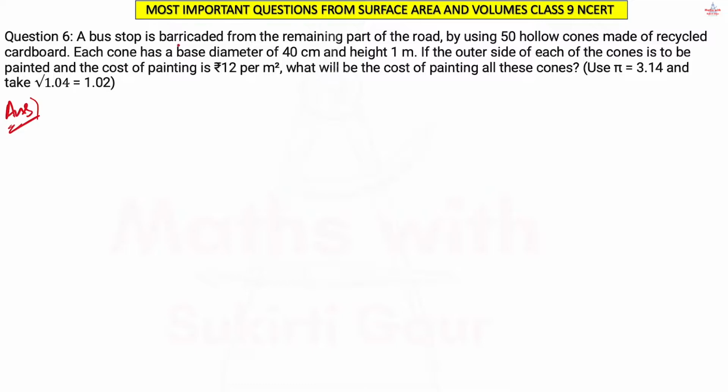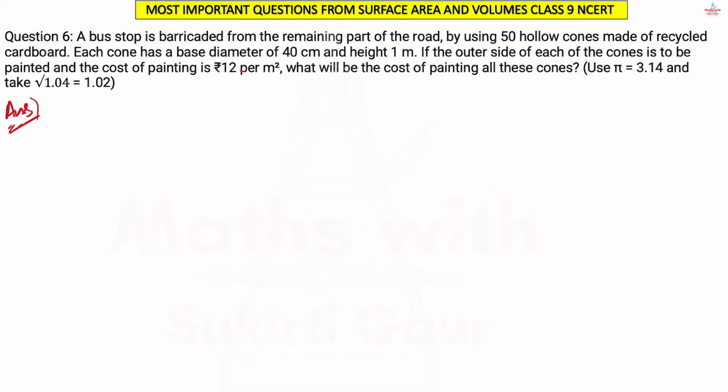Question number 6 says, a bus stop is barricaded from the remaining part of the road by using 50 hollow cones made of recycled cardboard. Each cone has a base diameter of this much and this height. If the outer side of each of the cone is to be painted and the cost of painting is this much, what will be the cost of painting all these cones? And these are the values given in this question, right?